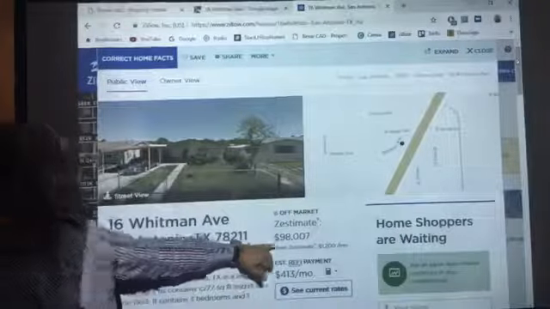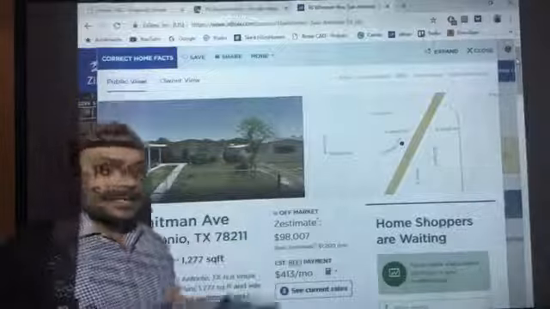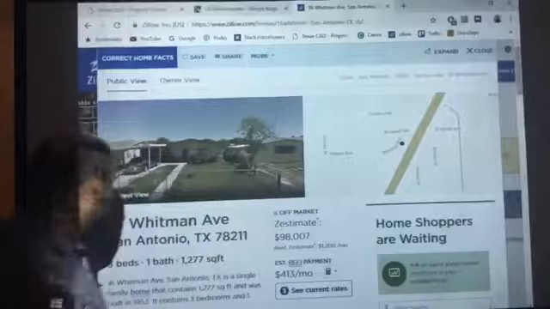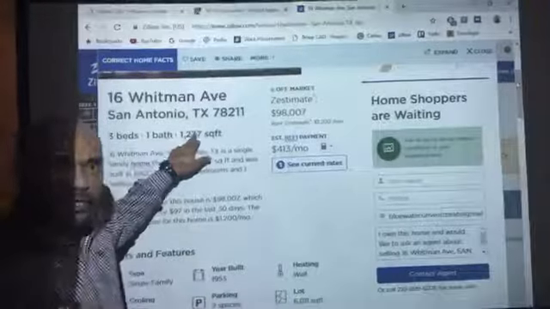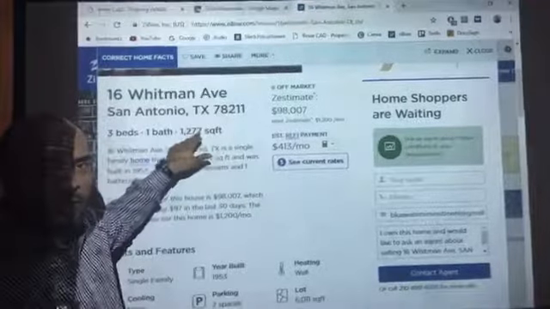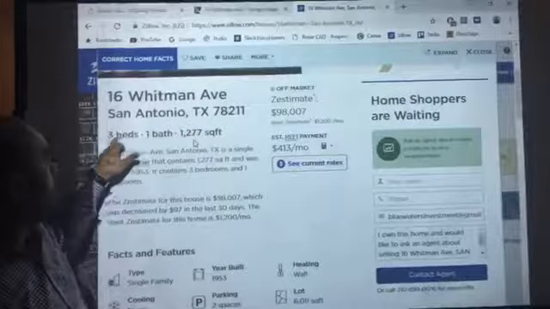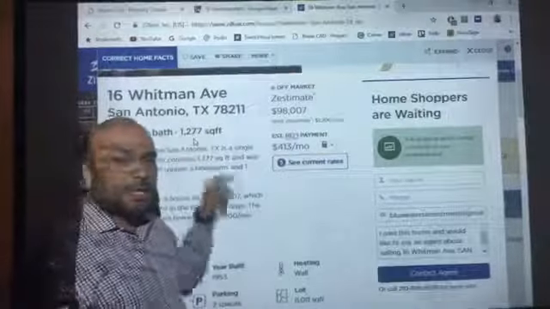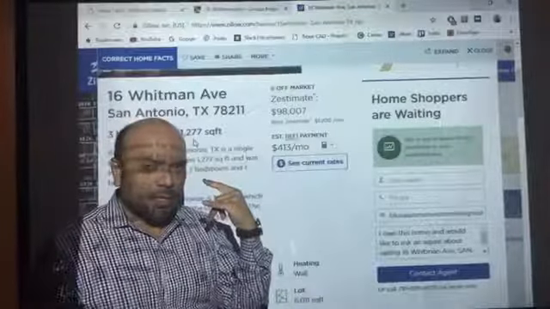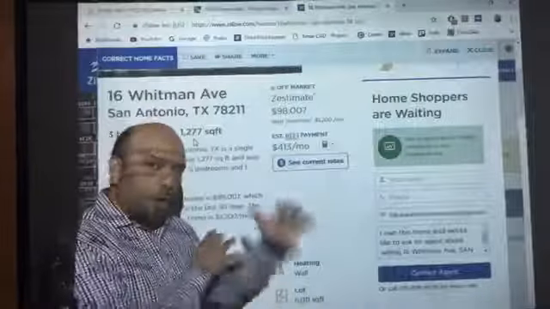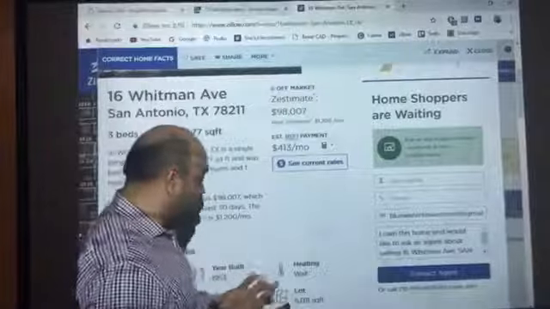Here, you see it's $98,000. You're going to say, round it off to $100,000. And you're going to confirm the square footage here. Very key. You want to confirm the square footage with the BCAD. And now you see 3 bedrooms and 1 bathroom. Guess what? The seller already told you that on the phone 30 seconds ago. So it's all putting the pieces of the puzzle together.